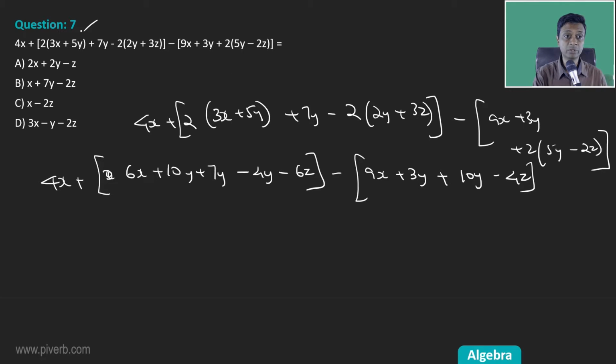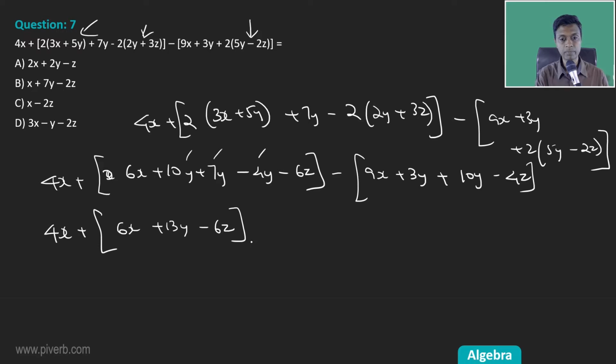So we are opening up this bracket, opening up this bracket, opening up this bracket. Nothing else. We're keeping it simple. So this will be 4x plus 6x only, no other x term, 10y plus 7y minus 4y, 17 minus 4, 13y minus 6z, minus, there's only one x term, 9x, plus 13y minus 4z. This is getting subtracted from this.